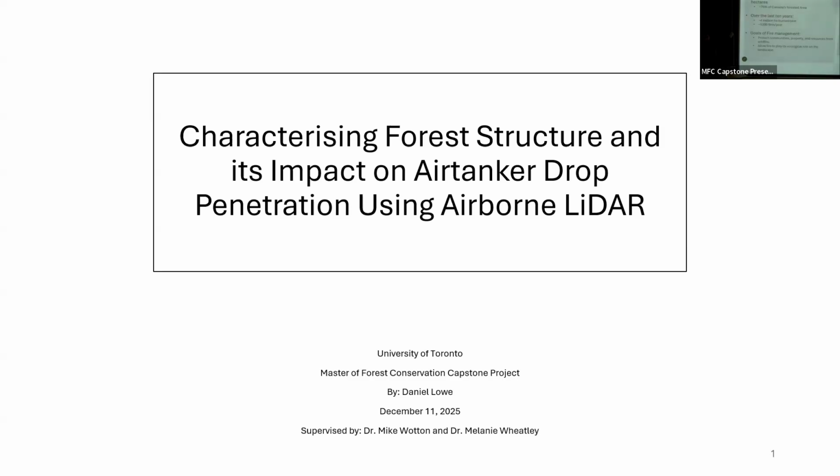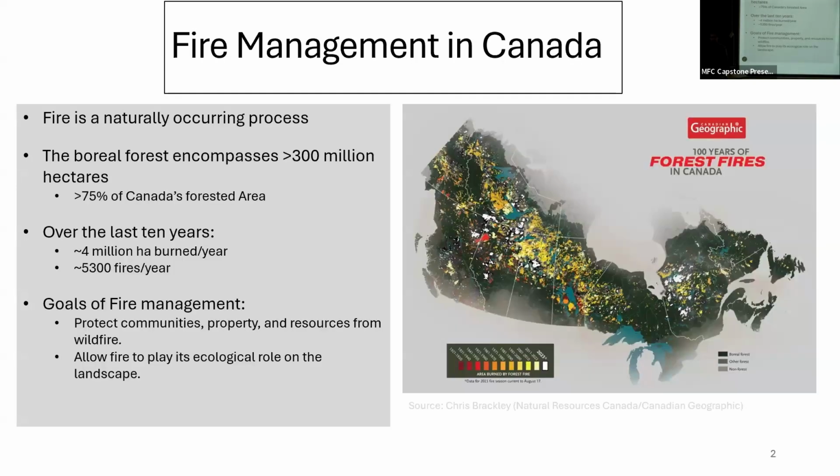Beautiful. All right. First, let's start off with an overview of wildfire in Canada. As I'm sure a lot of us are aware, fire is a naturally occurring process in Canada, particularly in the boreal forest. Canada hosts over 300 million hectares of boreal forest, and it represents over 75% of our forested area. Over the last 10 years, the country has averaged around 400 million hectares burned and roughly 5,300 fires per year. Half of these fires are typically human-caused, with the other half being caused by lightning, although lightning-caused fires typically represent 85% of the area burned.